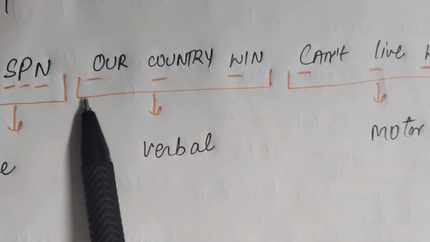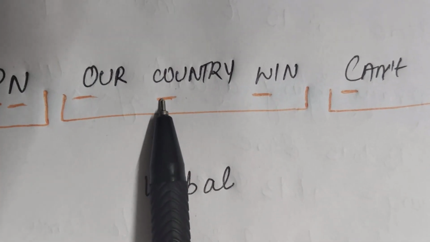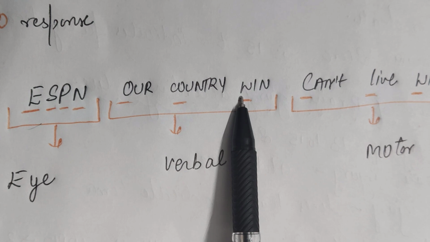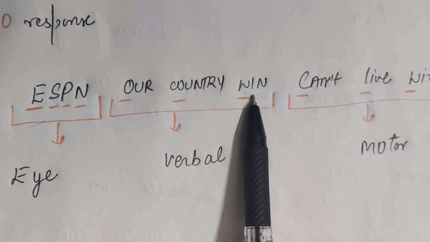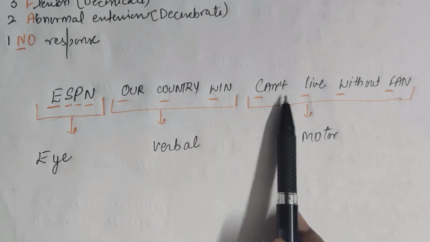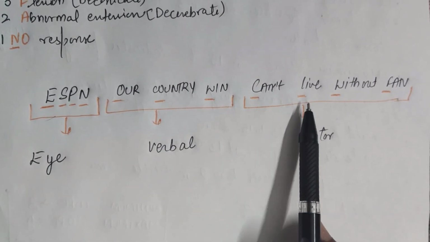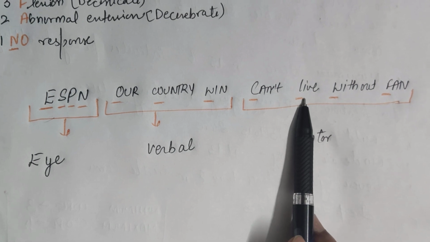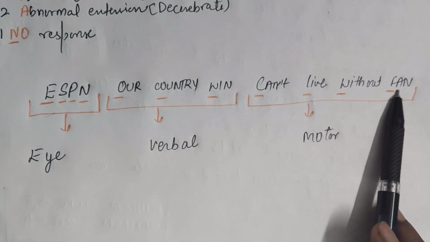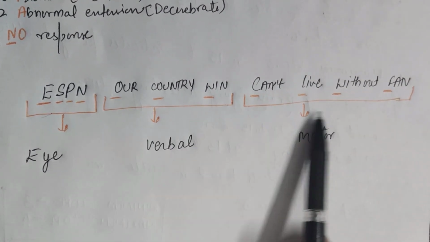Our country win. O for the patient is oriented. And next is C when the patient is confused. And then W when the patient speaks words only. And I for incomprehensible sounds. And N for no response. Then cannot live without fan. C for command obey. Then L for localized to pain, W means withdraw from pain, F means flexion, A for abnormal extension, and N for no response. So this is the trick.